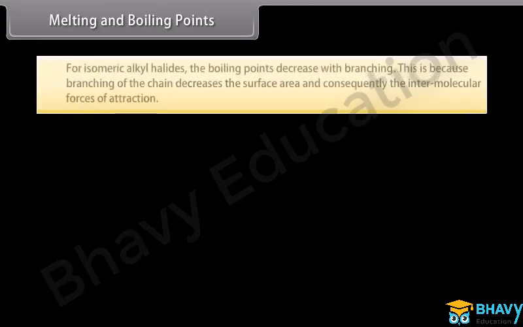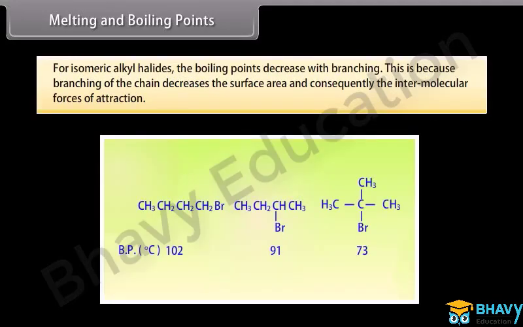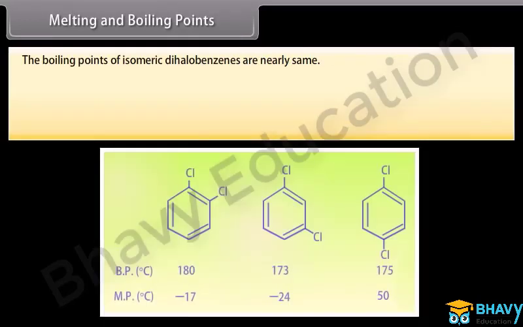Melting and boiling points. For isomeric alkyl halides, the boiling point decreases with branching. This is because branching of the chain decreases the surface area and consequently the intermolecular forces of attraction. The boiling points of isomeric dihalobenzenes are nearly the same.